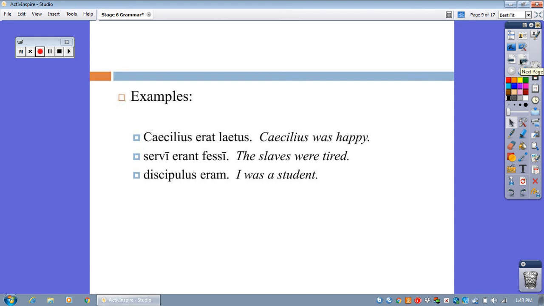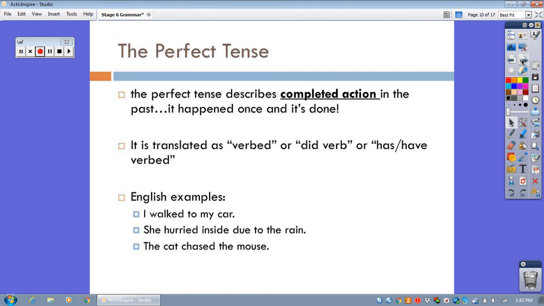So that's the imperfect tense, and as I said, I'll teach you a song, and of course we'll practice with those endings. Now moving on to the perfect tense. Instead of describing continuous action in the past, it describes completed action in the past. It happened, it's done. It's translated as verbed, or did verb, or has or have verbed.